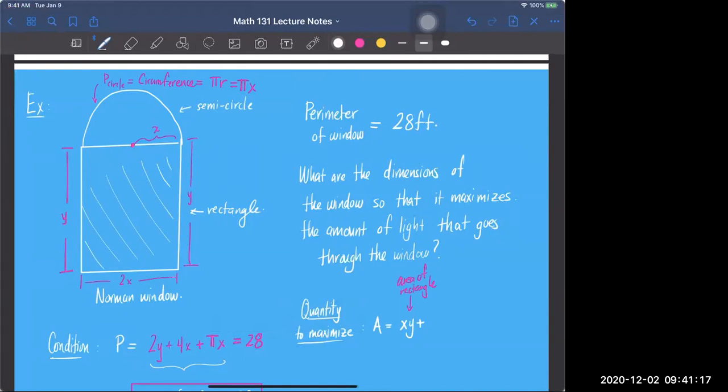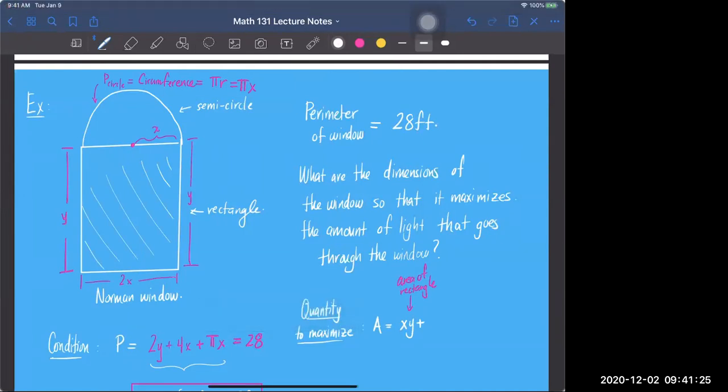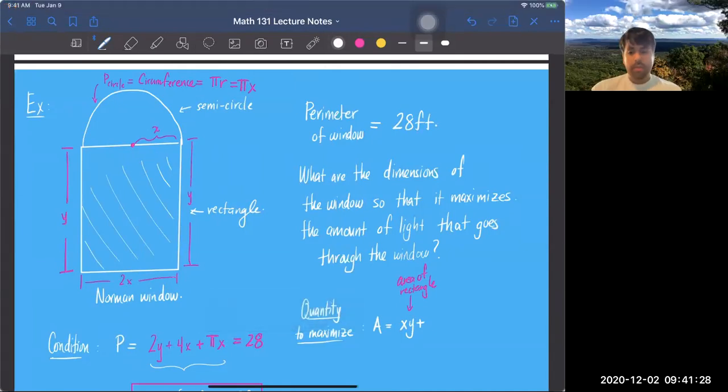The area of a circle is pi r squared, right? But I want to find the area of a semicircle. So the area of a semicircle is half pi r squared. But my radius is not r, my radius is x. So I'm going to replace that. Pi x squared over 2 represents the area of the semicircle.